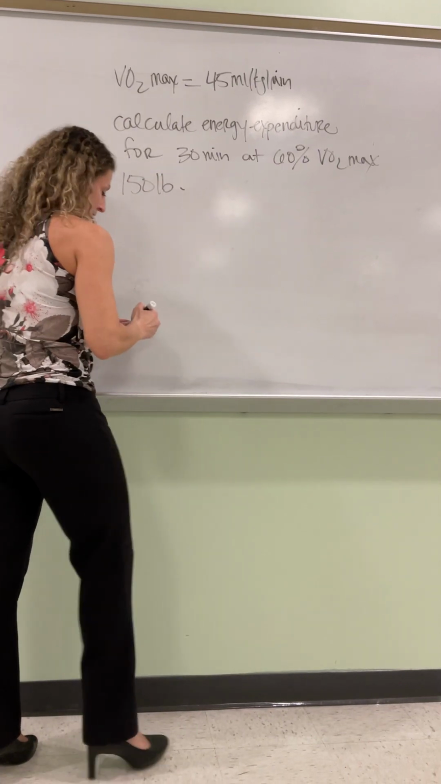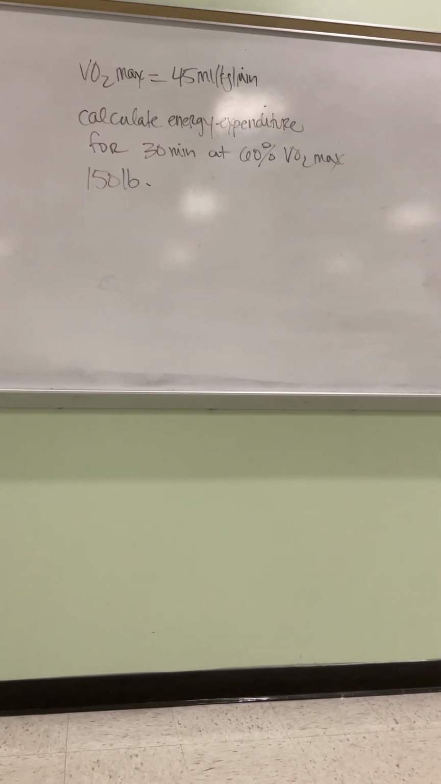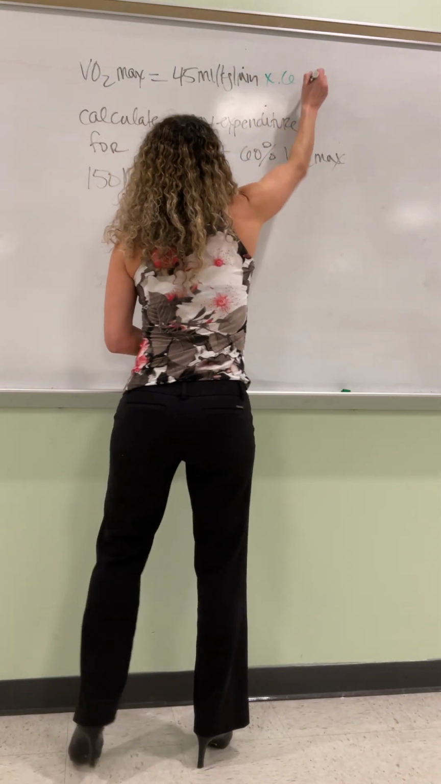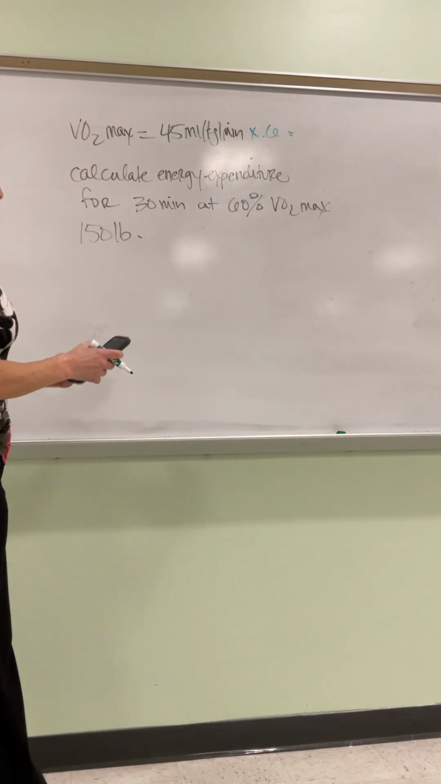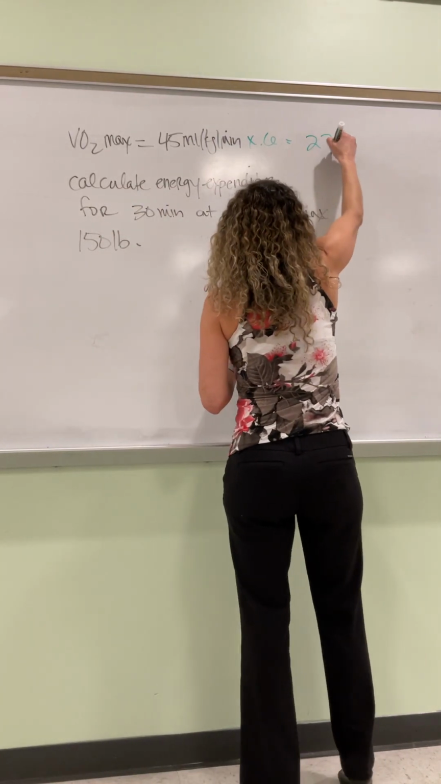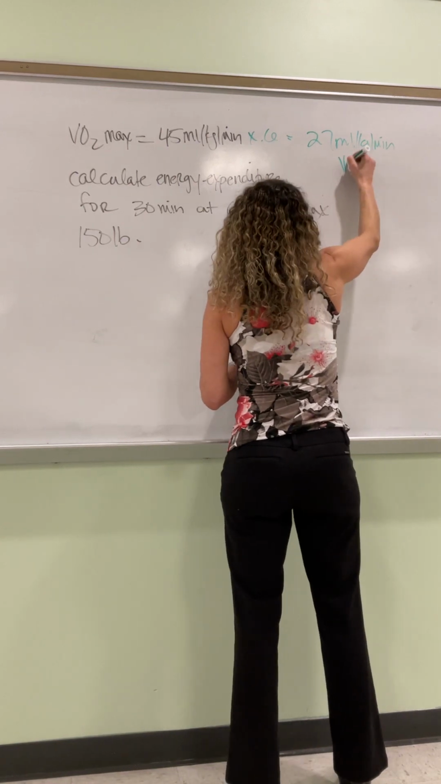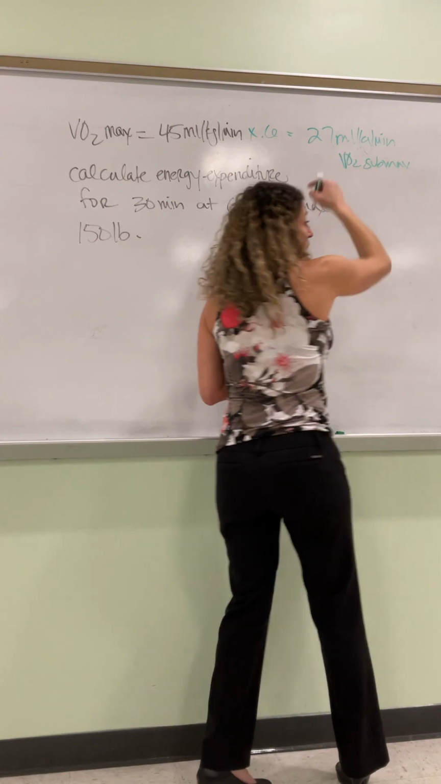150 pounds. If you feel like you already know how to do it, awesome, go do it. Otherwise, I'm going to write it out for you. First thing I'm going to do is take 60% of this, so we know what number we're working with. So 45 times 0.6 is 27 mLs per kg per minute. This is the submax VO2, the exercise intensity.